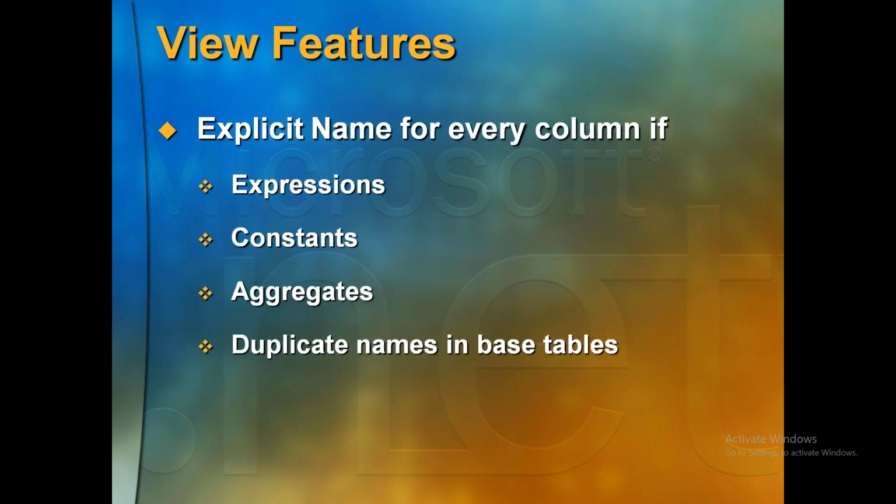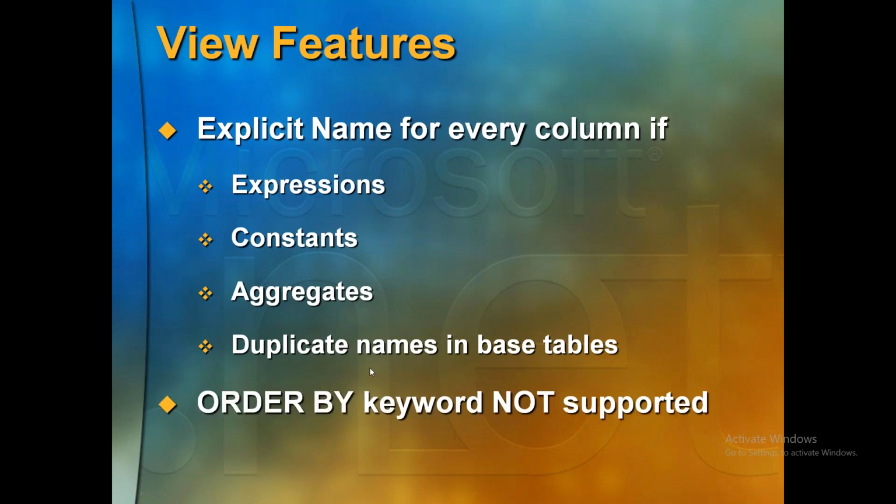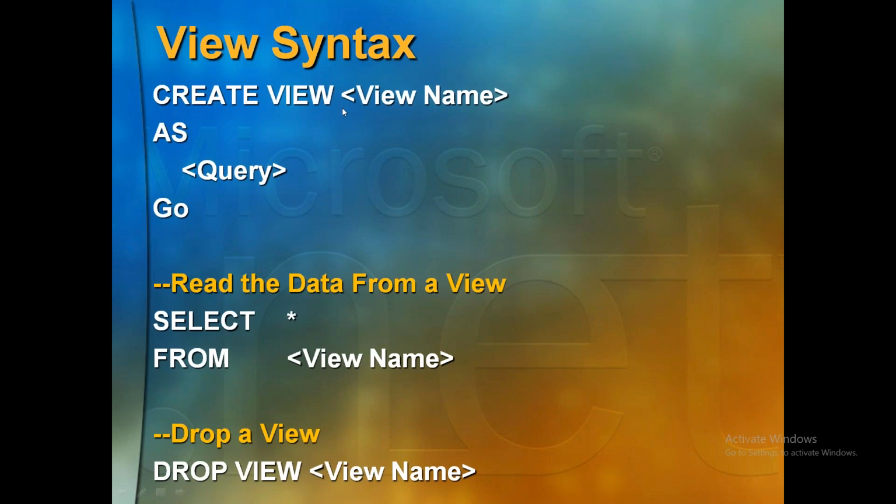Now, an explicit name is needed for every column if there are expressions, constants, aggregates, or duplicate names in the base tables. Now, the order by keyword is not supported in the view. So what is the view? If you ask me, a view is a create view, view name. A view is a single query. So this is the syntax. Clear? So a view is nothing but a single query only. You should know how to call the view, to read the data from the view: select star from the view name.